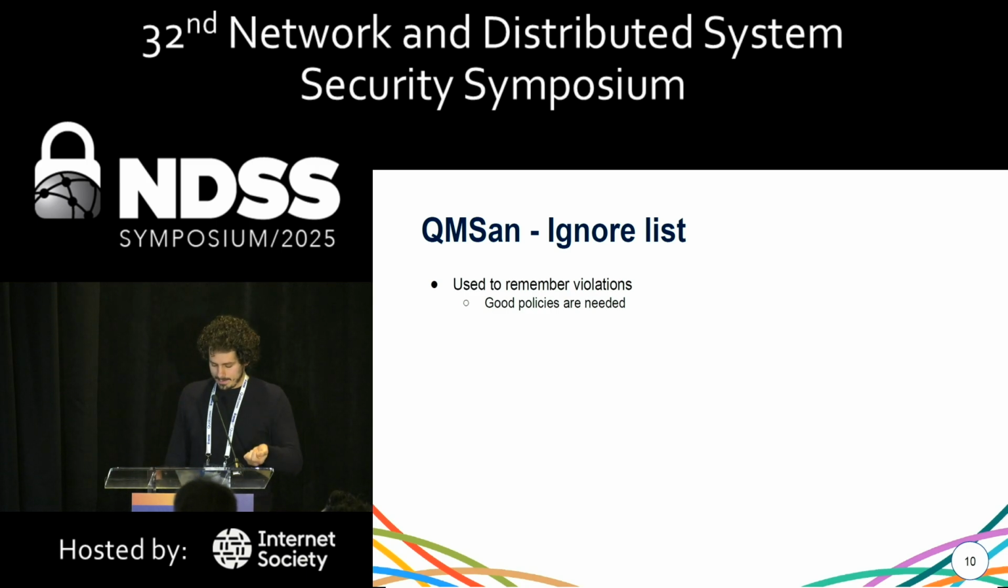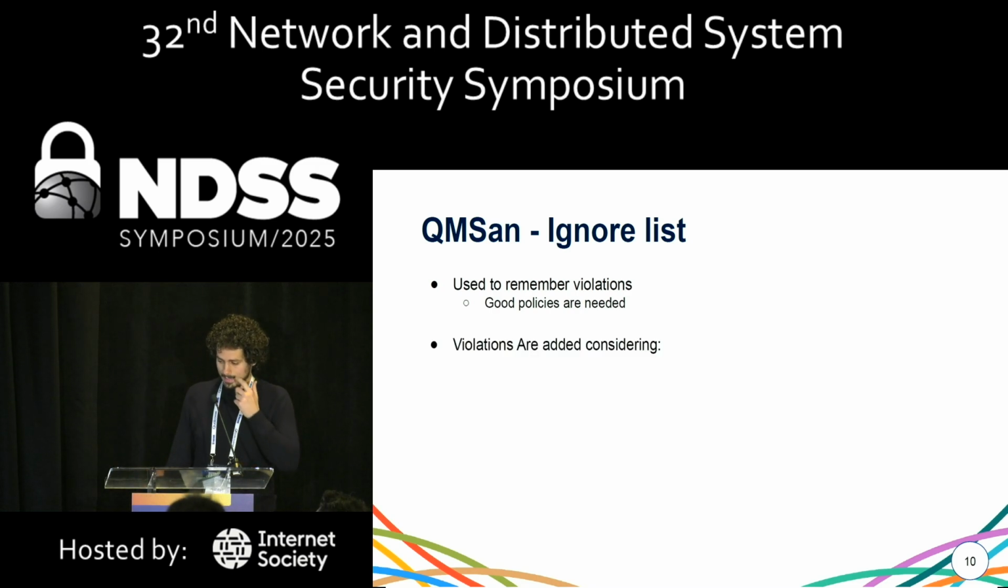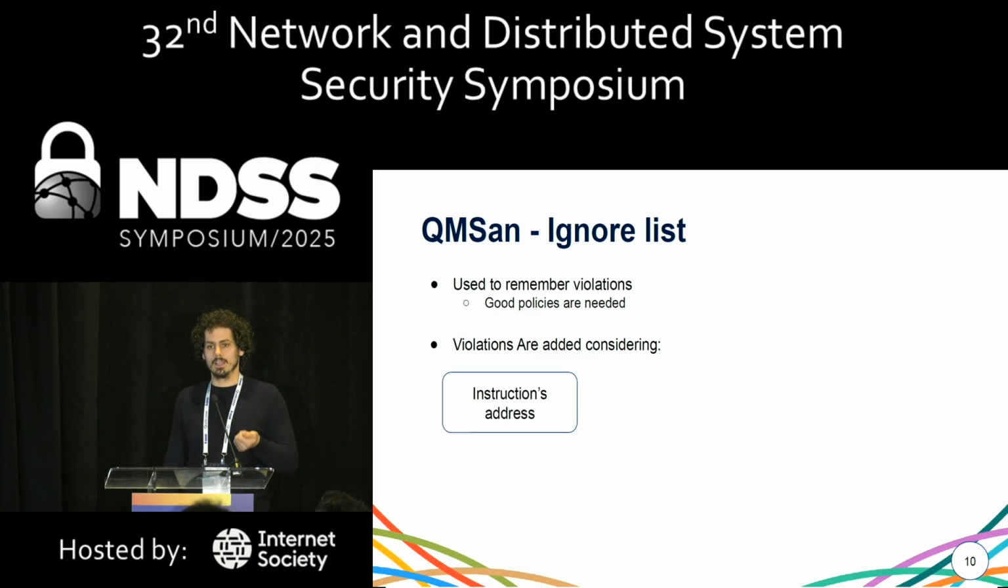Now, this setup requires an ignore list, and we have to be careful while using an ignore list, because if we use policies that are too shallow to add violations to the ignore list, we risk having false negatives. So QMSan has one policy that considers three properties when adding violations to the ignore list. The first one we consider is the address of the instruction that triggered the violation. This, unfortunately, is not enough because instructions that trigger violations can sometimes result in UUM errors and sometimes not result in UUM errors depending on the context.